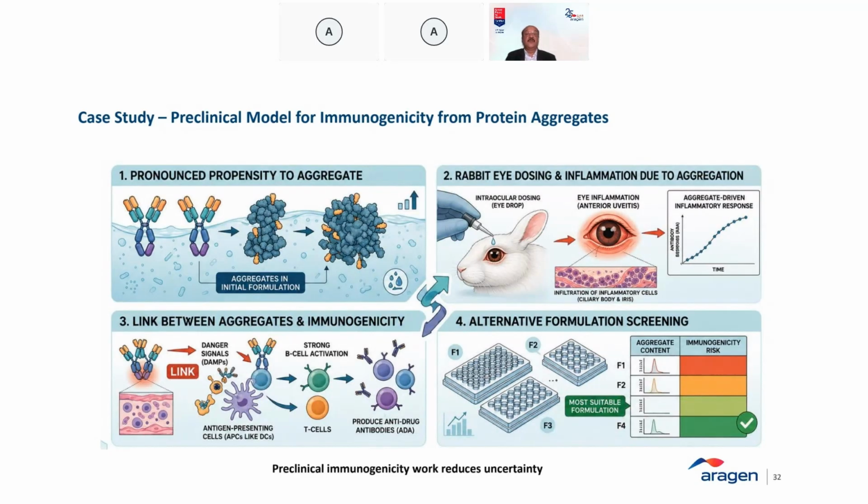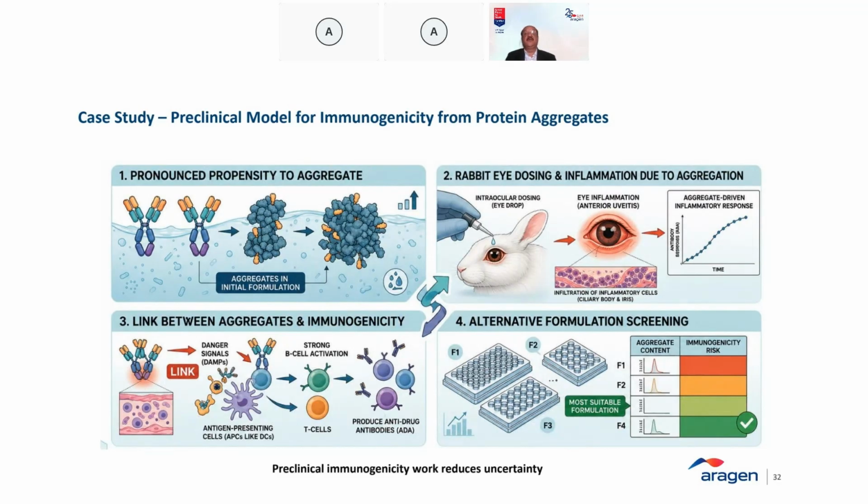Now, it's known that when you have fusion proteins or bispecific or trispecifics, they have a tendency to aggregate. So we got a particular formulation, and when we administered it intravitreally to the rabbit, we saw that the eyes were swollen immediately, and later on through histopathology, we could demonstrate that there was uncontrolled inflammatory response in this animal.